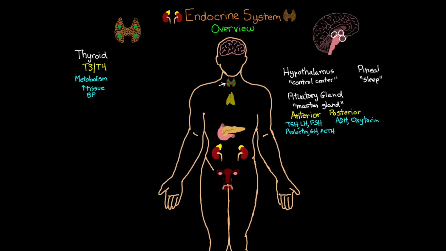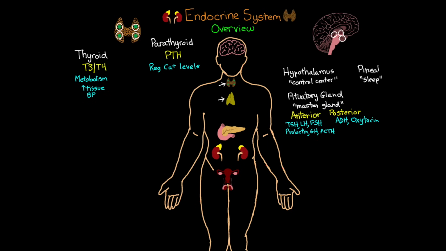Now next we'll talk about the parathyroid glands. And like I said, you'll find those located right here, the green dots that you see on the thyroid itself. The parathyroid releases the parathyroid hormone, and the main goal of the parathyroid is to regulate our calcium levels. We know that calcium is important in our body because it plays a role both in muscle contraction and bone growth.